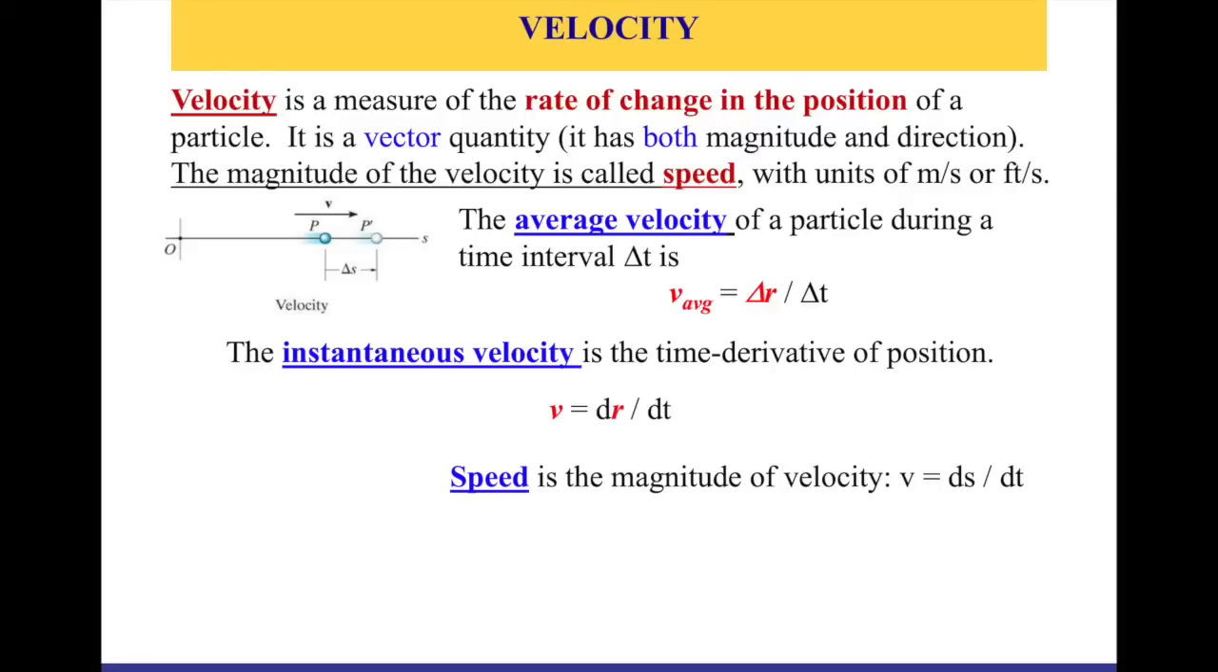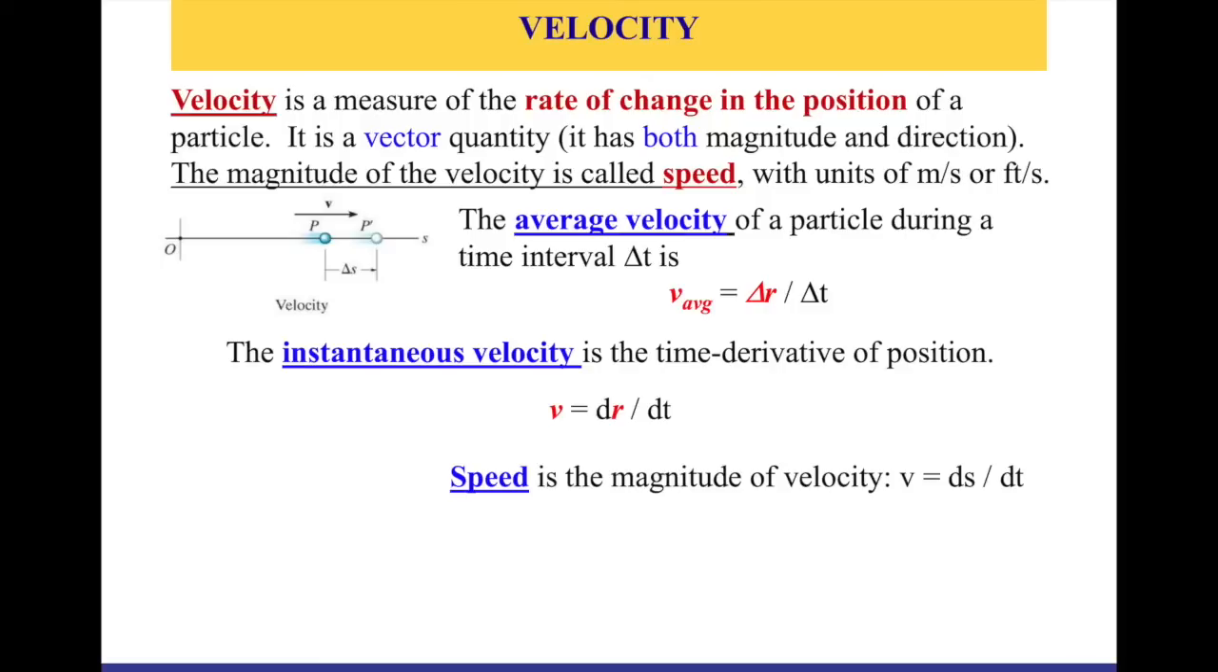The first one is the average velocity of a particle during a time interval delta t. If the particle moves through a displacement delta s during a time interval delta t, the average velocity is given by delta s over delta t, and if it's a vector, it's delta r over delta t. That's the average velocity that we want to be able to identify and calculate.